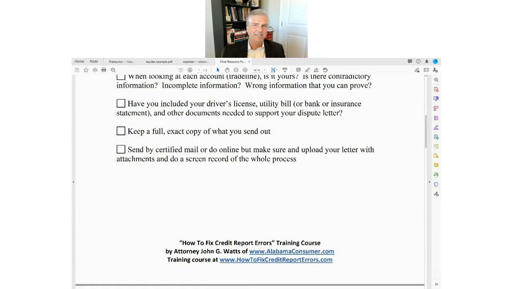If it's worth fixing our credit report, it's worth dropping $10 per certified mail letter. Whatever attachments you need, put those in there, send it out. Again, I like to use certified mail labels or LetterStream, something like that. It just makes it easy. But if you physically take it to the post office, make sure that you keep an exact copy of what you sent, a physical copy and an electronic copy.